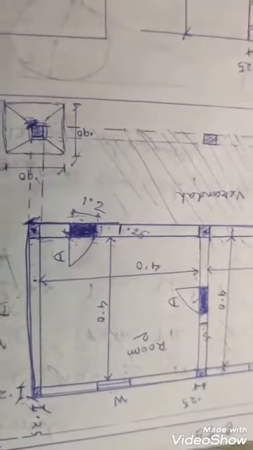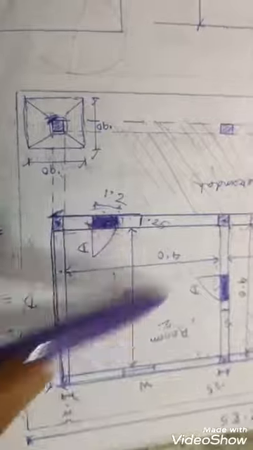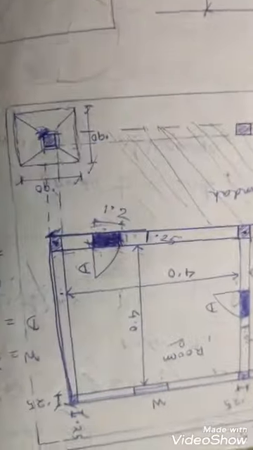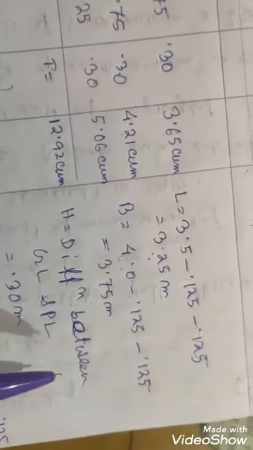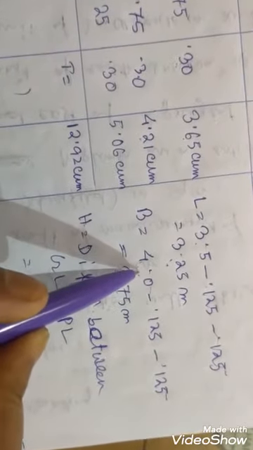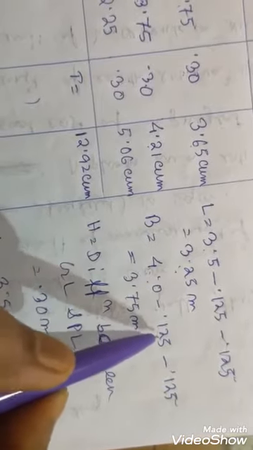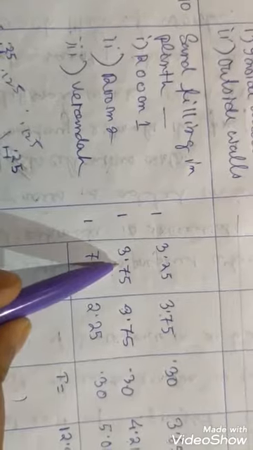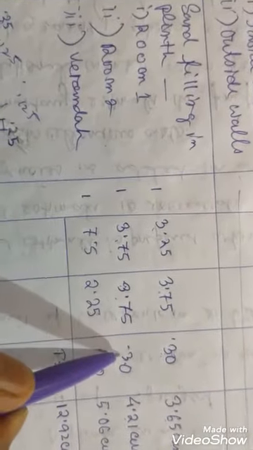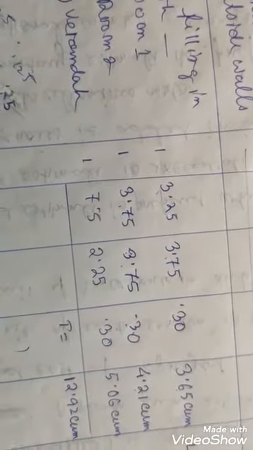Just like that, let's go for room number 2. For room number 2, the inside to inside dimension between the superstructure walls is 4 by 4. So 4 will be the length and 4 will be the breadth for room number 2. So 4 minus again 0.25 is 3.75. So length is also 3.75, breadth is also 3.75, height is 0.3, same. So this is the quantity.